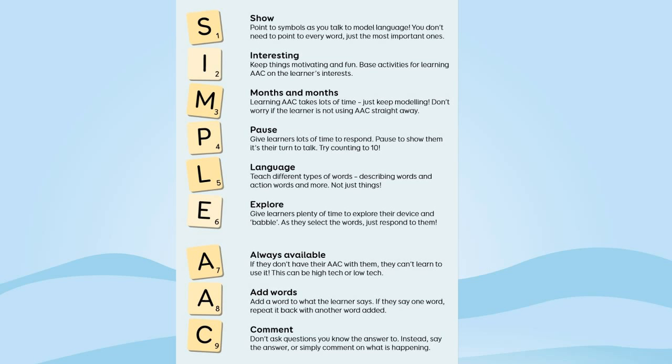The next one is the language. So think about the different types of words. So think about describing words and action words and more. So not just nouns. We know that children use sort of noun-based language for a very, very small amount of time, and then they start to move into action words. So going from saying daddy to daddy go, daddy come, daddy play, daddy sit. So the action words and describing words become quite a big part of language very early on. So we need to provide our AAC learners with the right language to help them develop.